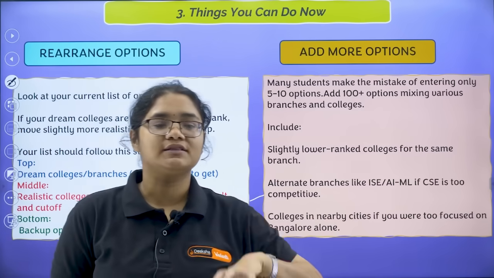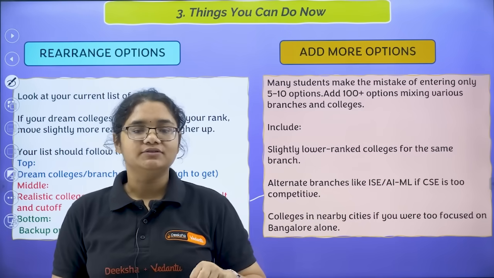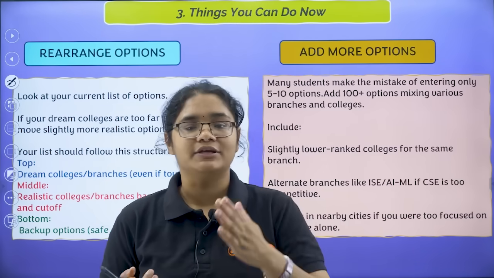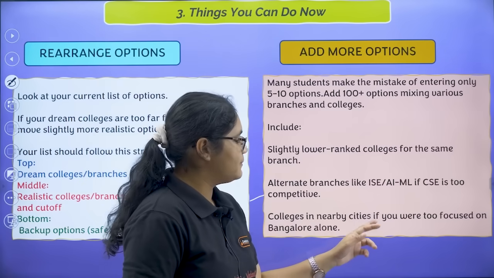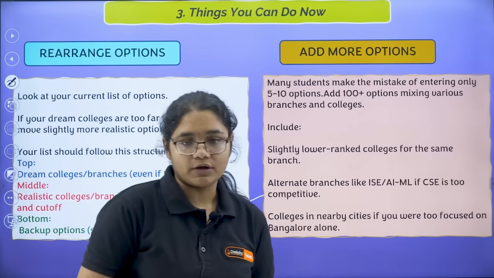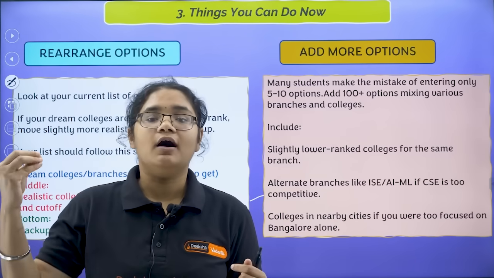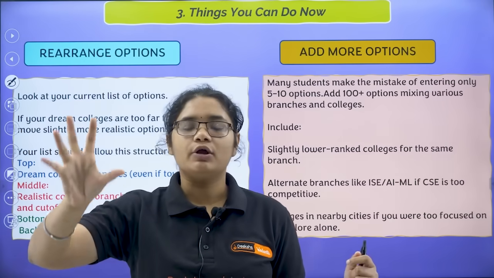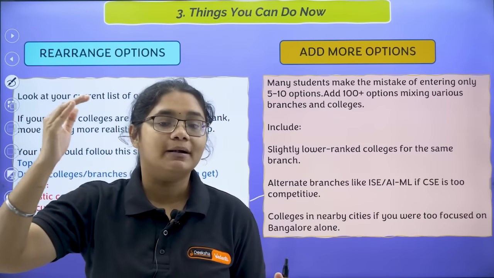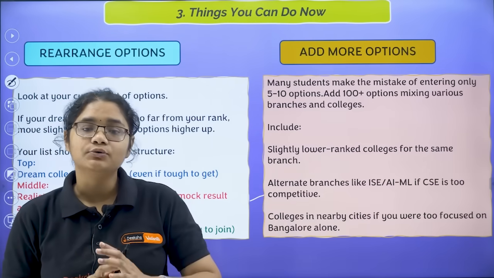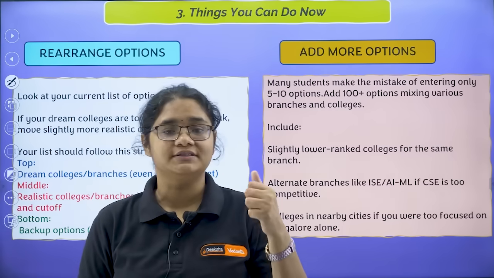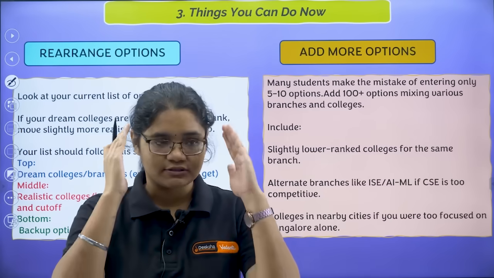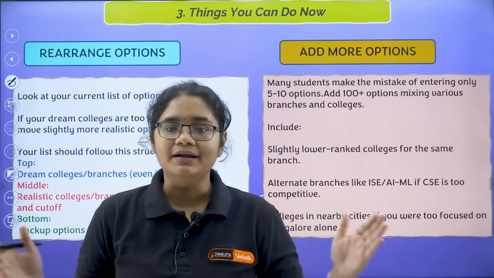Next, alternate branches like ISE, AIML if CSE is too competitive. If you are solely interested in technical branches, there are many other branches whose cutoff is low compared to computer science, so do check those branches as well. And consider colleges in nearby cities if you are too focused on Bangalore alone. Bangalore has the advantage of a very good location, and it is the IT hub of the country, so the Bangalore colleges have cutoffs on the higher side. But if you are planning to get a particular branch, you can look at nearby locations. There are many good colleges in Tumkur, Belgaum and Dharwad, so you can check these as well. Don't stick to one location. Be a bit flexible here.